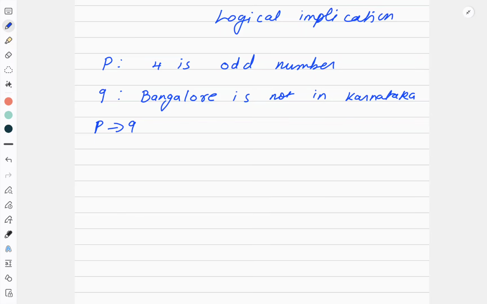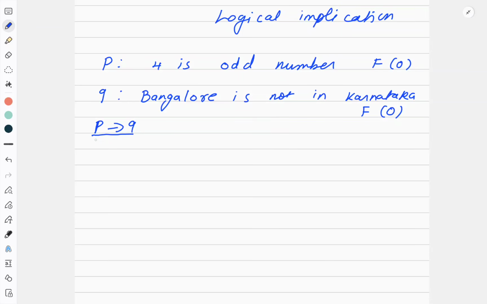Now if I look here, P is 4 is odd number. Is it true or false? It is false, right? It is false with the value 0. Correct? Now the second proposition Q is Bangalore is not in Karnataka. Is it true or false? It is also false. Correct? Now tell me, what is this? This is conditional. If P then Q.